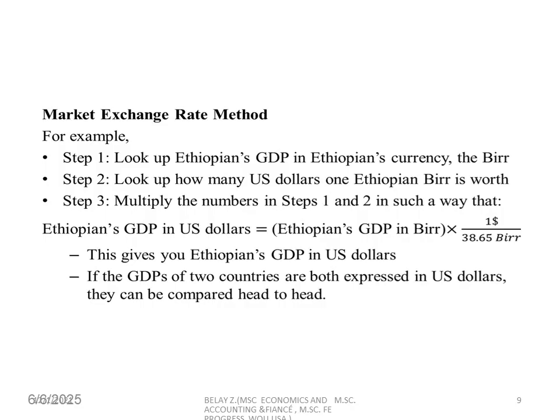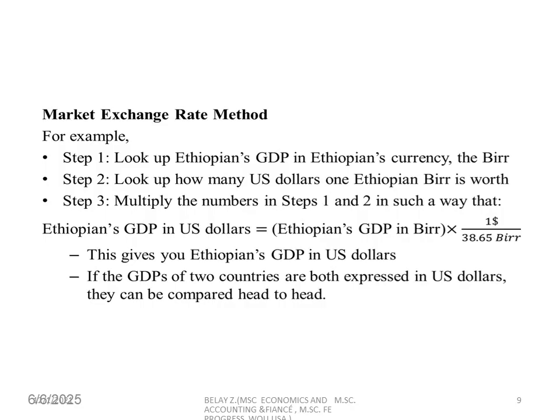Multiply the numbers in step 1 and step 2 in such a way that Ethiopian GDP in USA dollars is equal to Ethiopia's GDP in birr times $1 over 38.65 birr. This was the value 2 or 3 years ago. It's not the current value. Currently, it is around $1 over 156 Ethiopian birr. This gives you Ethiopia's GDP in USA dollars.